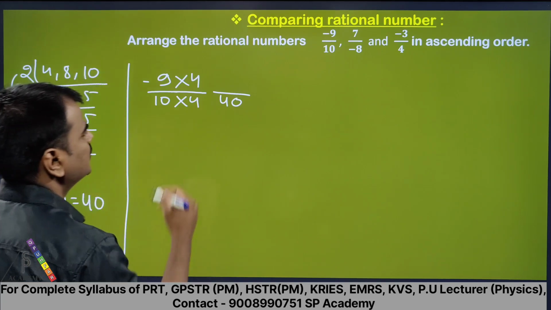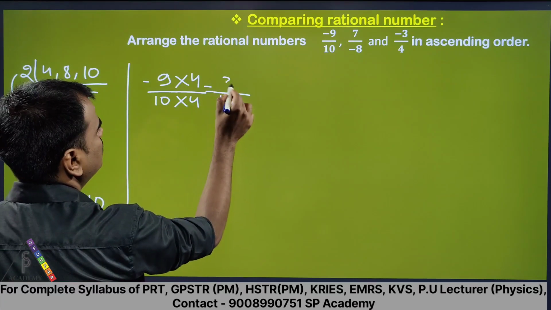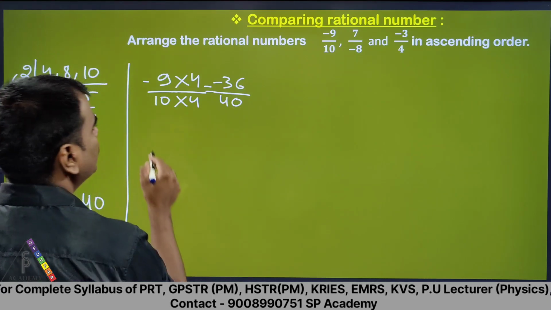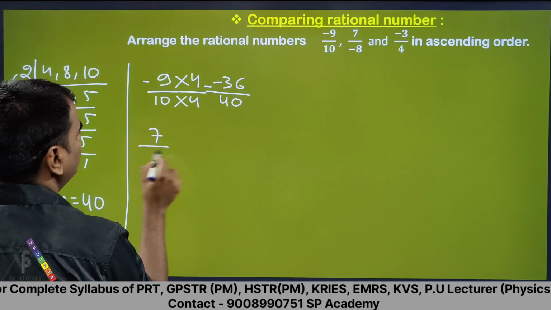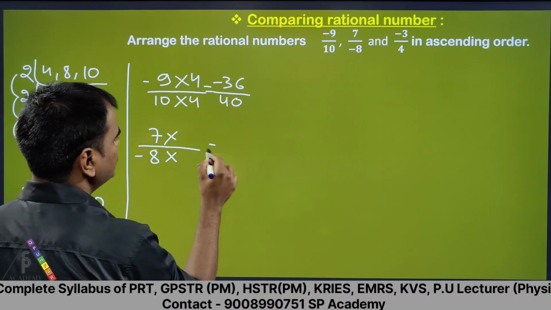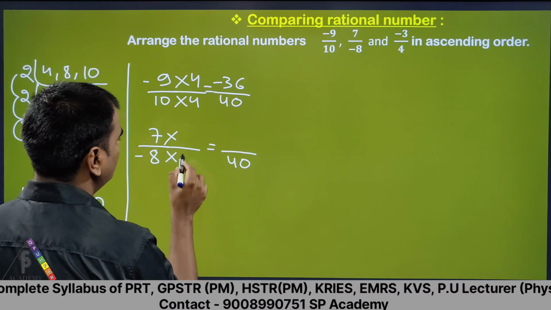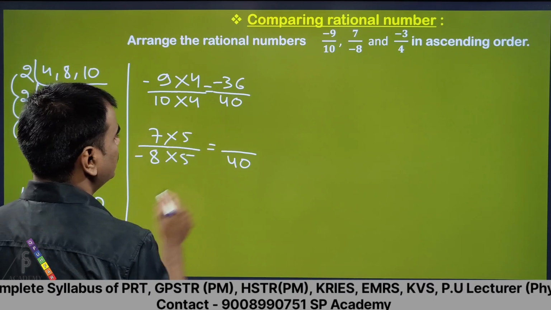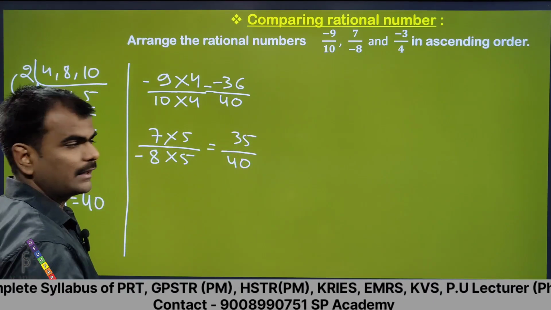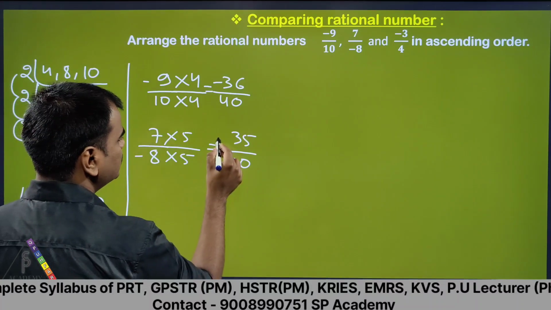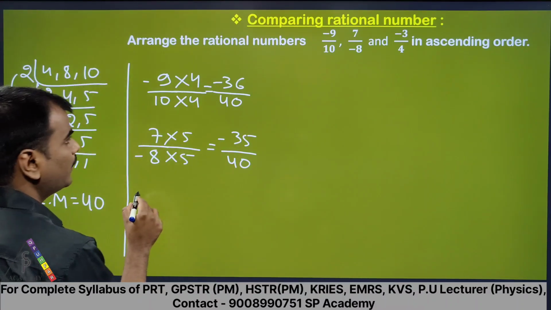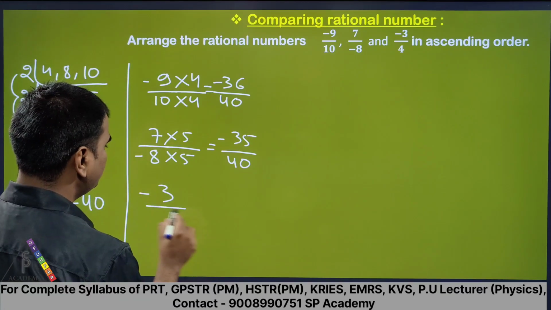9 into 4 is 36, so the denominator should be equal to 36. Minus 36 by 40. Again 7 by minus 8. We have to multiply and divide by some number so that the denominator is equal to 40. 8 into 5 is 40, so 7 into 5 is 35. In standard form, when the negative sign is in the denominator and you divide by minus, you get the negative sign in the numerator: minus 35 by 40.